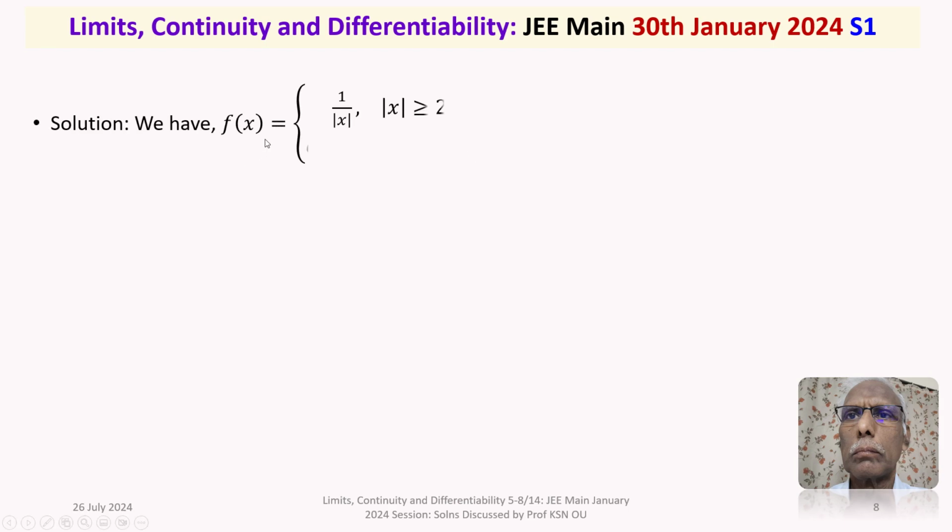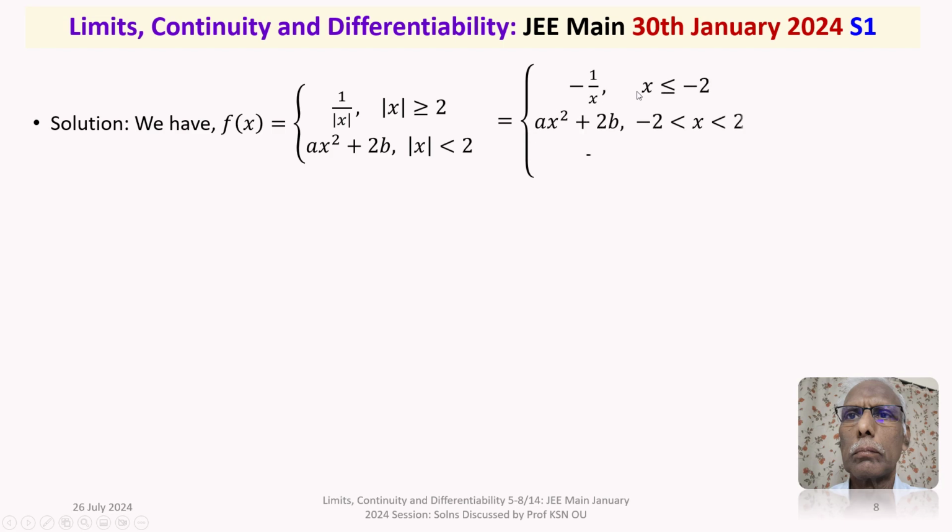We have f of x given like this. So, mod x is greater than or equal to 2 is the same as minus 2 less than x less than 2. Mod x less than 2 is the same as mod 2 less than x less than 2. So, write down separately, and that will be equal to, for x less than or equal to minus 2, that means it is negative, mod x will be minus x, minus 1 by x.